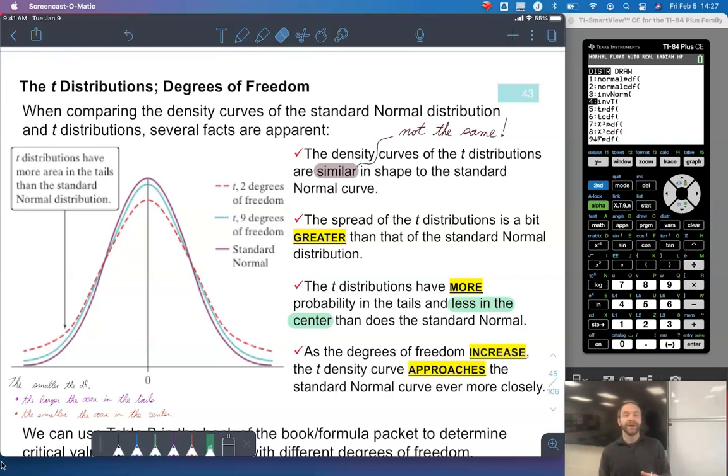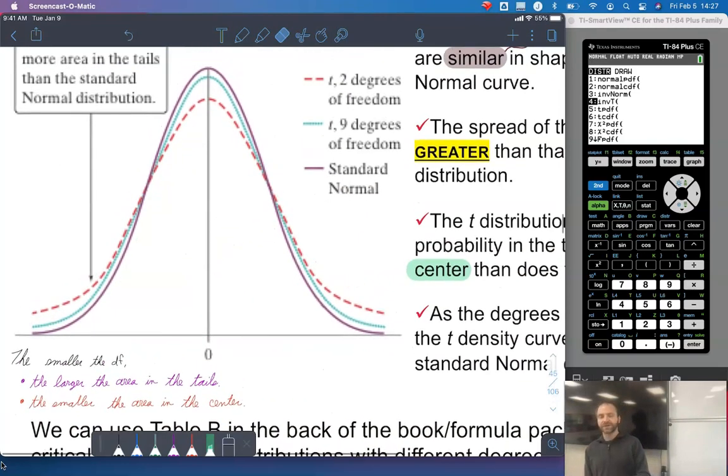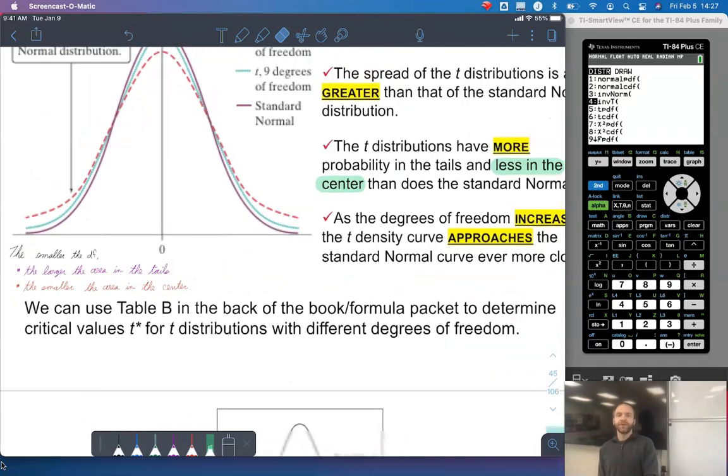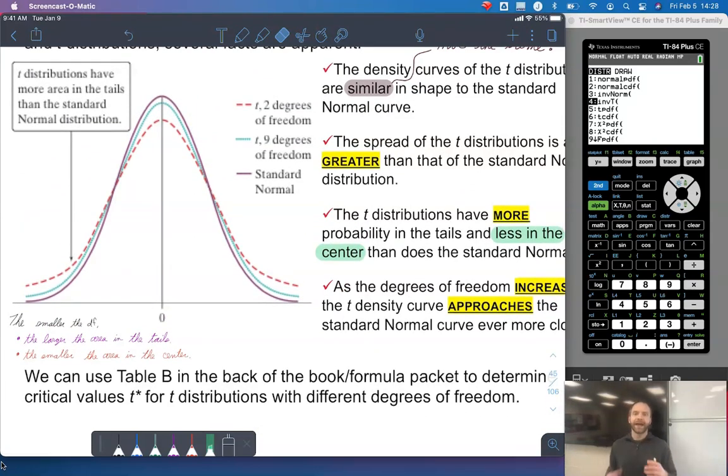And one thing to keep in mind, this is what the applet showed us as well, is that as you increase your degrees of freedom, the density curve approaches the standard normal curve. It doesn't equal it. It approaches it. And so it becomes approximately normal. You can see that stuff here, and the applet kind of showed us what was going on. You can see what I wrote down here, if I zoom in a little bit: the smaller the degrees of freedom, the larger the area in the tails, and the smaller the area in the center. So the smaller the degrees of freedom I have, the more area I'm going to have in the tails, and the less area I'm going to have in the center. The larger the degrees of freedom I have, the more I'm going to approach the normal distribution curve.